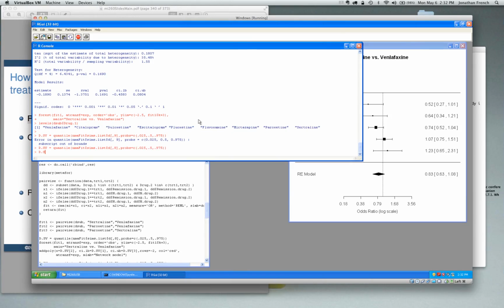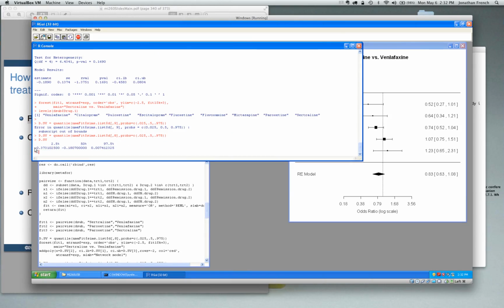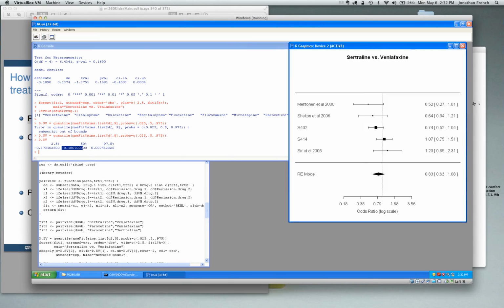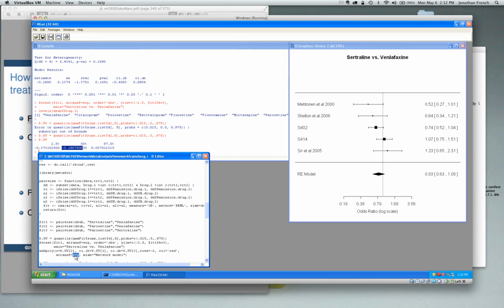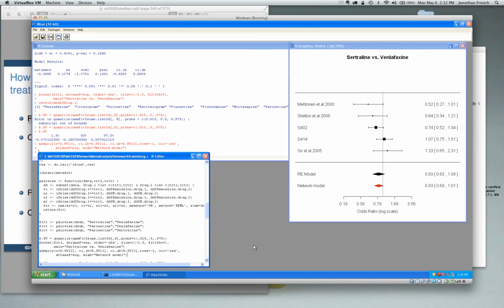And if you look at the difference D between sertraline and venlafaxine, we have a credible interval that goes from about minus 0.37 to positive 0.007 with a median of about 0.18. That's on the log odds scale. And so if we were to overlay that onto our plot, we'd want to do a transformation using the exponentiation of that. So we'll just add that using the add poly function that we used back at the beginning of the class. And we see here sertraline versus venlafaxine. When we exponentiate minus 0.18, we get something that's about 0.83. Again, credible interval from 0.69 to 1.01.